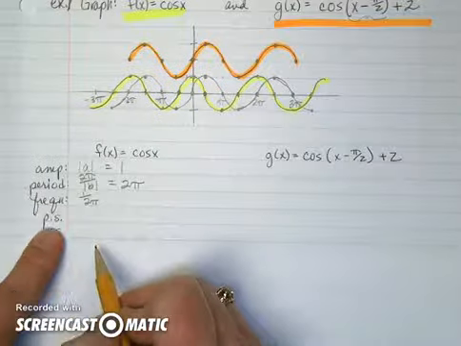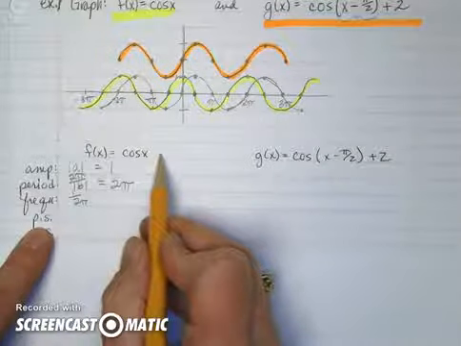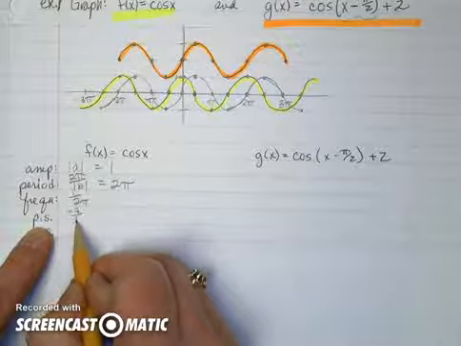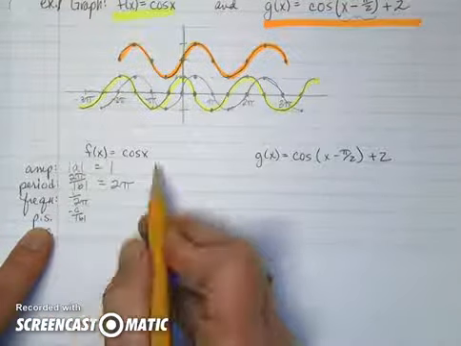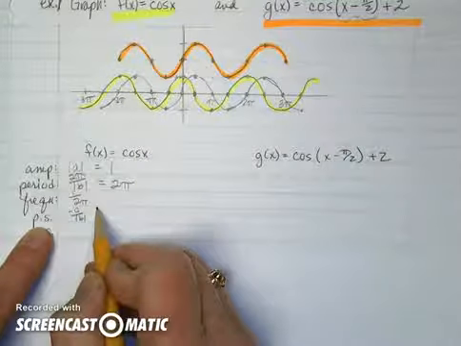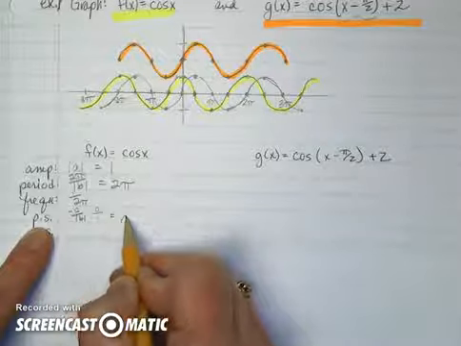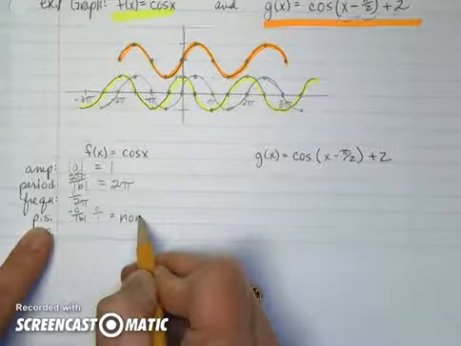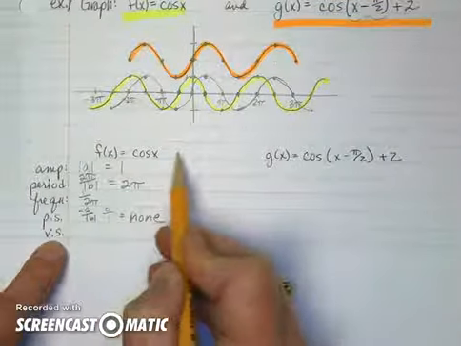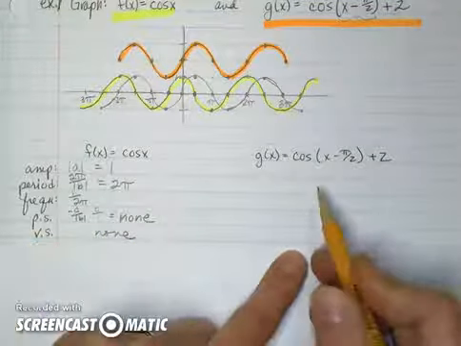My phase shift. There is not a phase shift here. There's nothing with the x going on at all. So my negative c over the absolute value of b, c is 0. I'm not adding or subtracting anything here. So I have 0 over 1, which is going to give me none. So I do not have a phase shift. My vertical shift, I don't have an added or subtracted anything over here, so I don't have one of those either. Now let's talk about the g function.